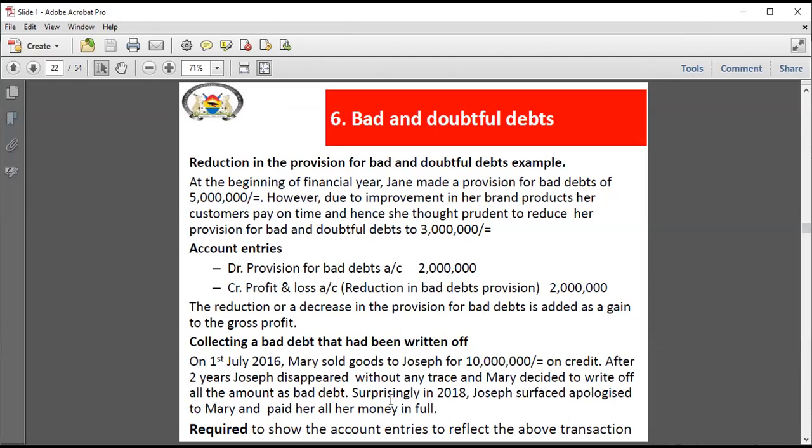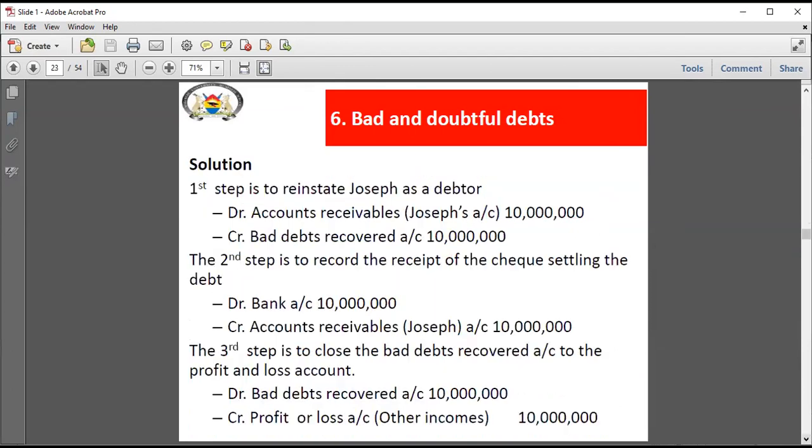So these cases are very common. So we wrote off this 10 million. So the first thing is to reinstate Joseph as a debtor in our books. Remember, Joseph is no longer in our books because we wrote them off. So what we are saying is that we have to go ahead to reinstate them as a debtor in our books. And we do that by debiting our accounts receivable.